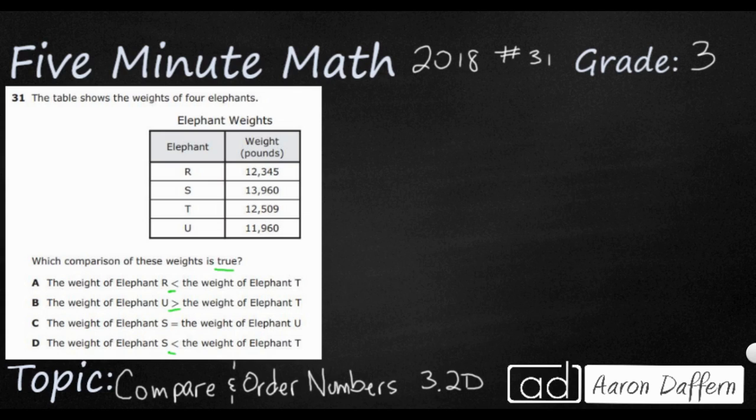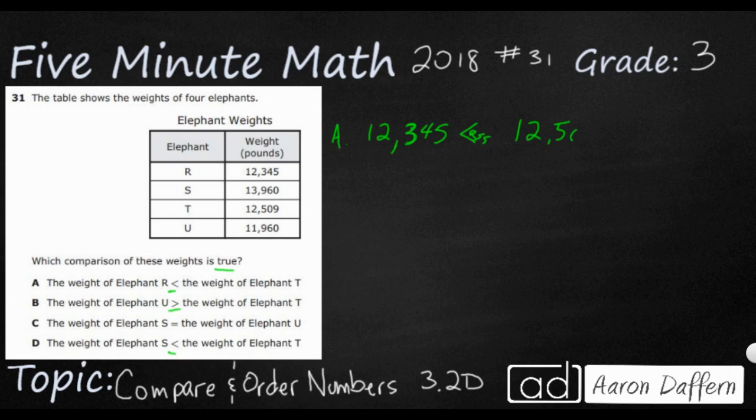So let's set up the first one, and let me write it out. So we'll say A. That's going to be the first one. And the weight of elephant R, we're just going to go ahead and write out 12,345. And then the symbol they're using there is a less than symbol. I know it's less than symbol because I can turn it into an L that's a little bit sideways, and I can write the word less. So 12,345 is less than 12,509.